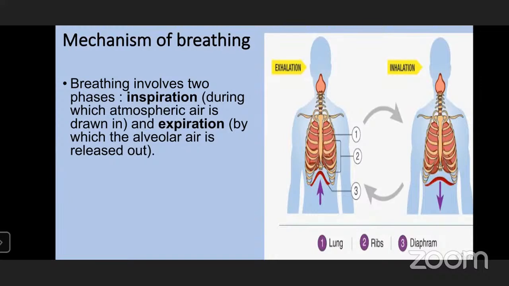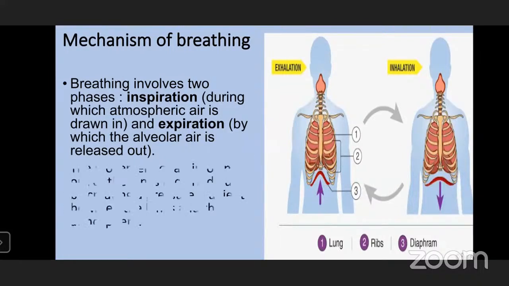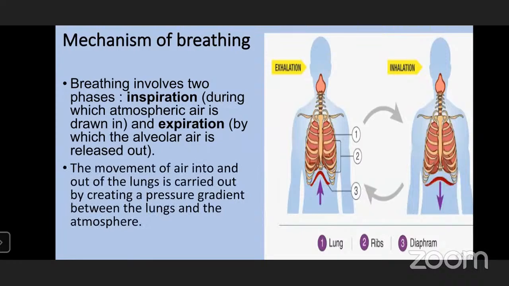Here you can see the structures which are helpful: lungs, these are the ribs. On the dorsal side, you can see this is the vertebral column which continues. And so here are the inhalation and exhalation processes which are involved in the mechanism of breathing.